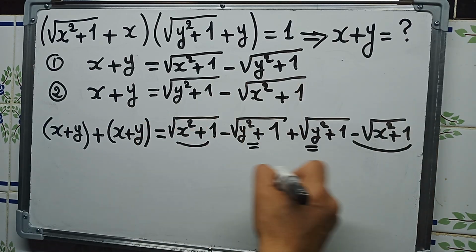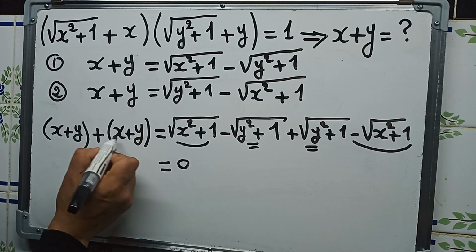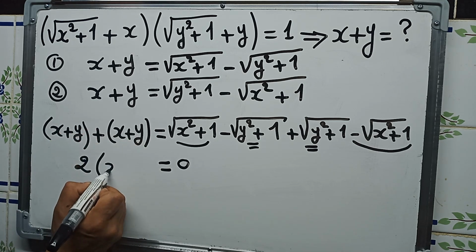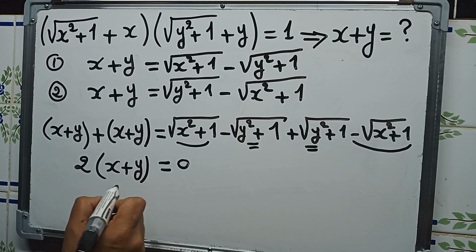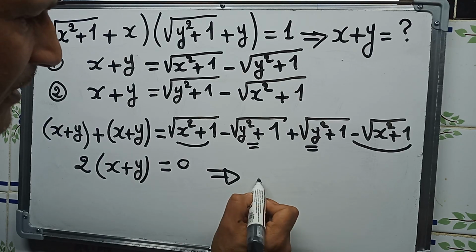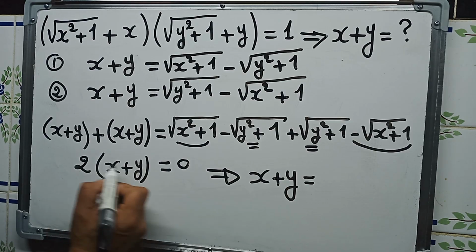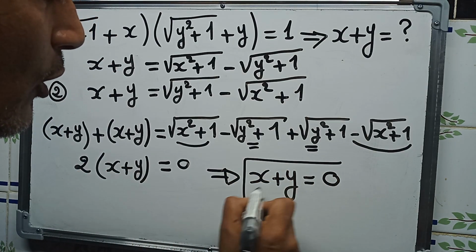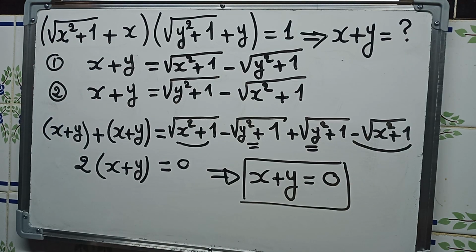So this sum will be just 0. 0 plus 0, it's equal to 0. And here x plus y plus x plus y is 2 times x plus y. And finally we have x plus y is equal to 0 over 2, which is just, of course, 0. So the value of x plus y is 0. And this, of course, concludes our problem.